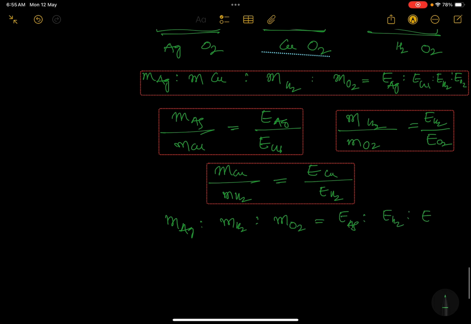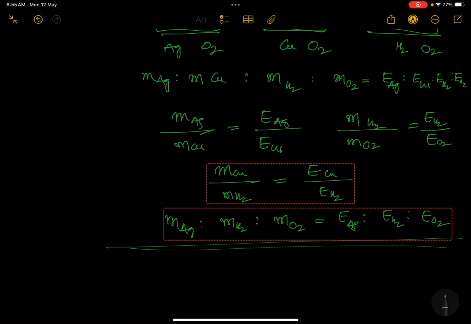When the same quantity of electricity is passed, you can say it like this: when the same quantity of electricity is passed through different electrolytes connected in series, the amounts of the substances deposited will be in the ratio of their equivalent masses. The masses deposited at the cathode or anode, or the gases liberated at the cathode or anode, will be in the ratio of their equivalent masses.